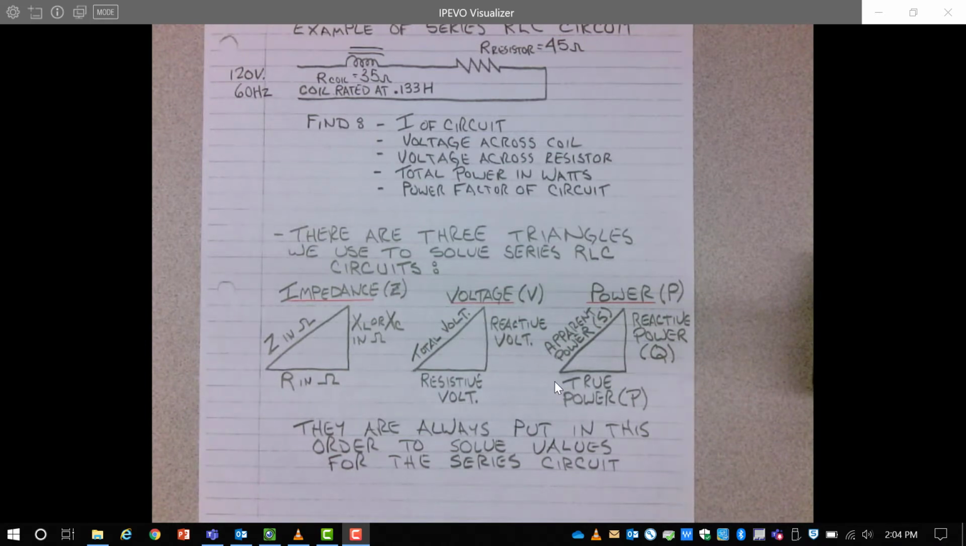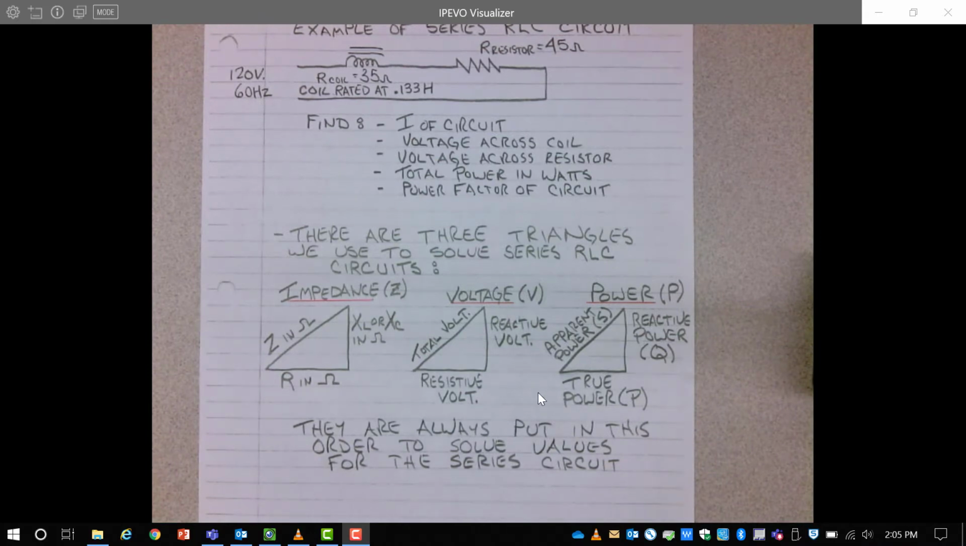The last triangle is the power triangle. On the horizontal of the power triangle, we have the true power in watts. On the vertical of the power triangle, we have the reactive power in bars. And the hypotenuse of the power triangle is the apparent power. That is in volt amps.